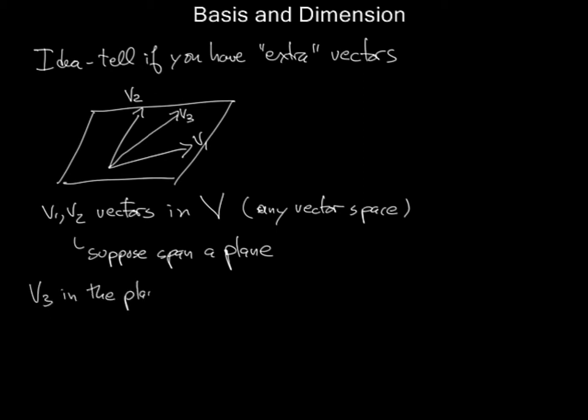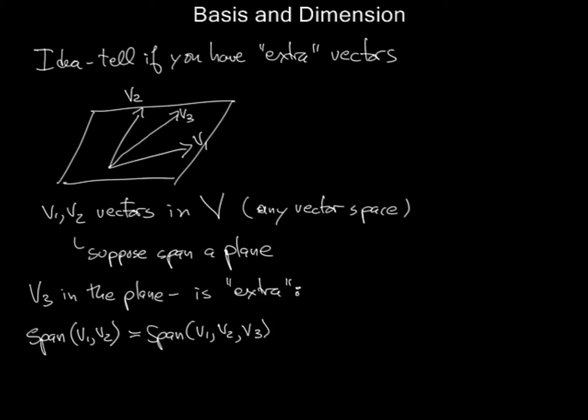And suppose I had a third vector in that plane, v3. Well, v3 is what I mean by an extra vector. And what I mean by that is it doesn't contribute anything to the span. The span of v1, v2 is just the same as the span of v1, v2, v3. It doesn't get any bigger by adding another vector in the plane.